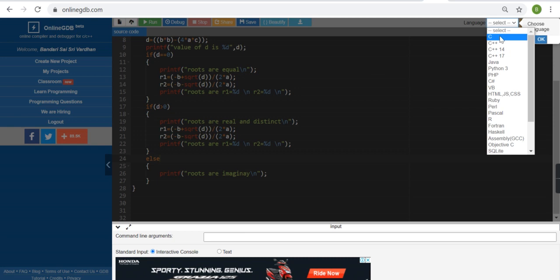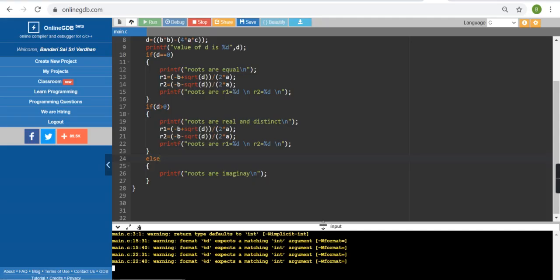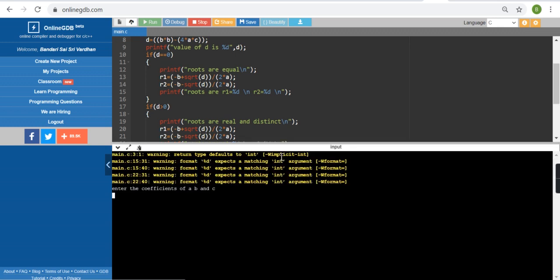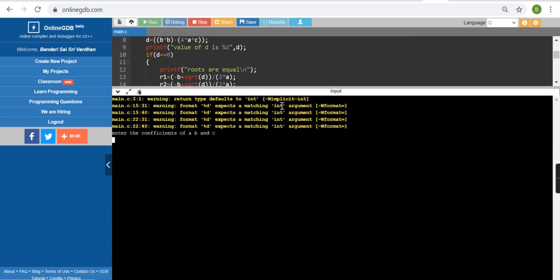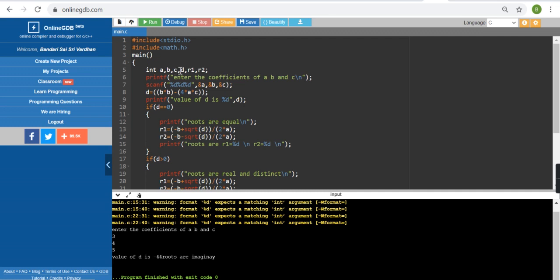Here I'm selecting the C language. So the program is getting compiled. Now I have got warnings. What are the warnings? I have declared the values in d. Let the values be like that. So I'm initializing 3, 4 and 5. At that time we got the D value as minus 44 and the roots are imaginary. The roots are imaginary. So what is the problem we got here?